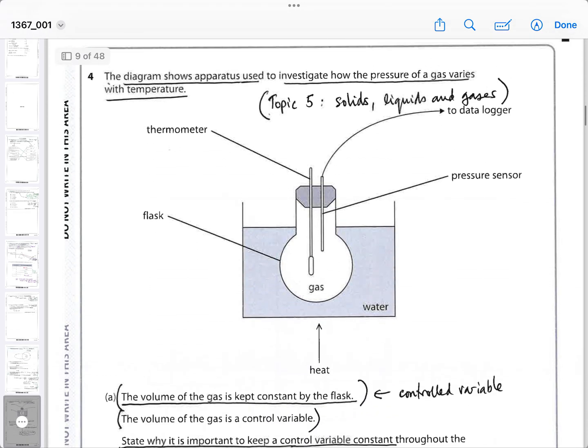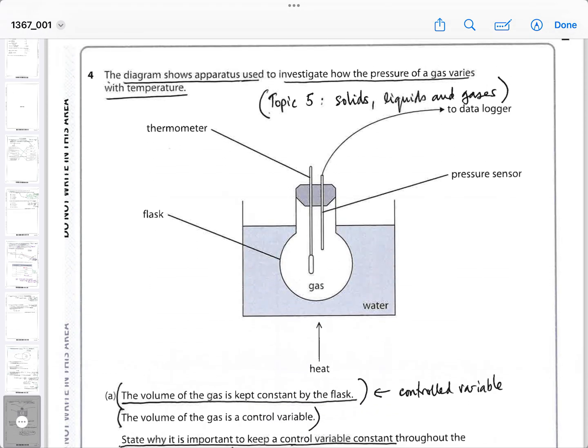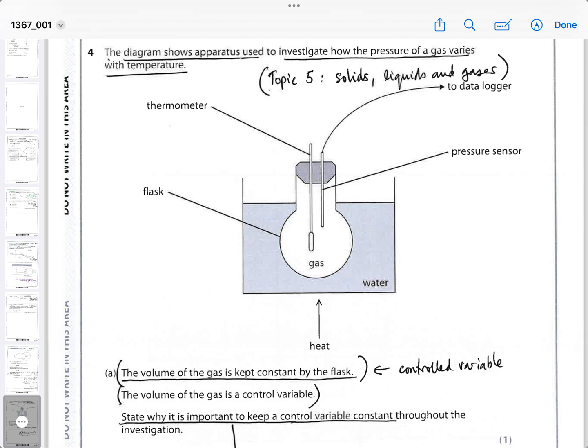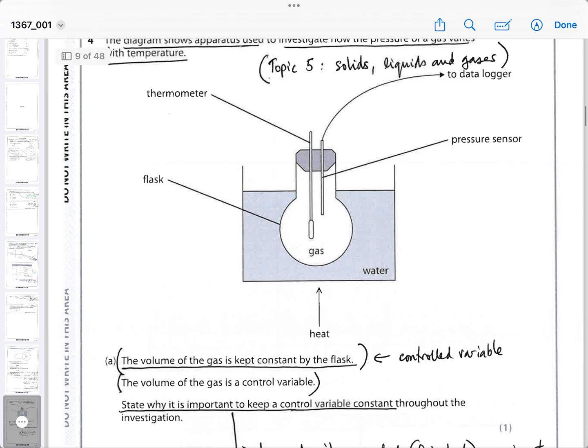Question 4 is then from the area 11 topic that was studied by my students, solids, liquids and gases, and this is investigating how the pressure of a gas varies with temperature. I've done this experiment with students before where you can actually get the results if you do it well. So the gas is a fixed amount of gas and a fixed volume, so those are controlled variables, and you gradually heat it in a water bath, which is heated usually with a Bunsen burner, and then you've got a pressure gauge as well. So in this case it's a pressure sensor, and it's going to a data logger, okay? But you can also do it with a normal analog pressure gauge called a Bourdon gauge, okay?